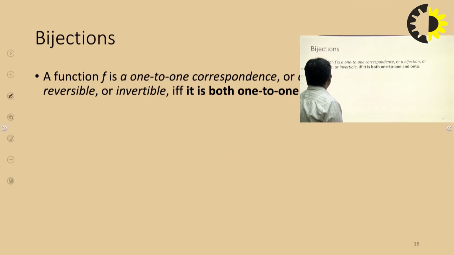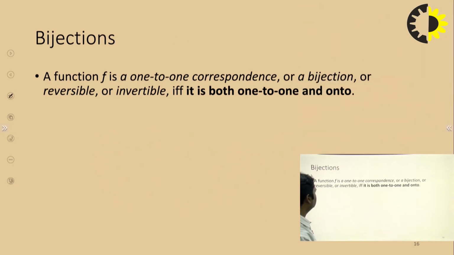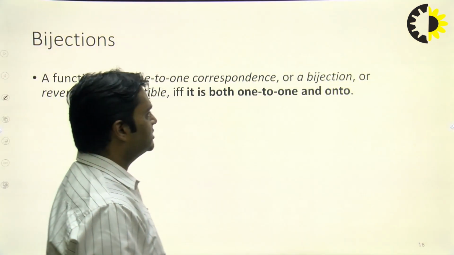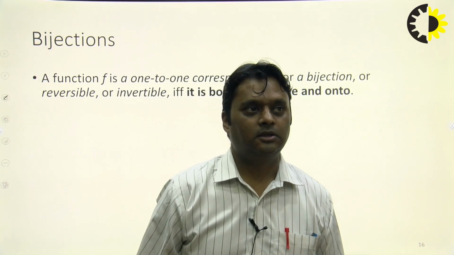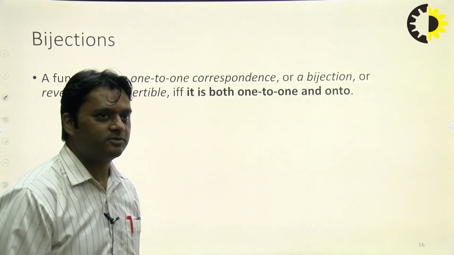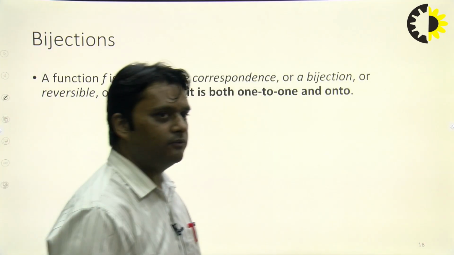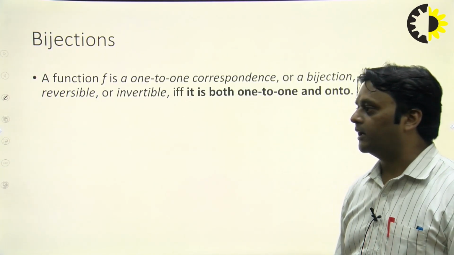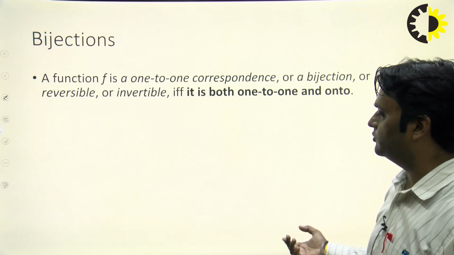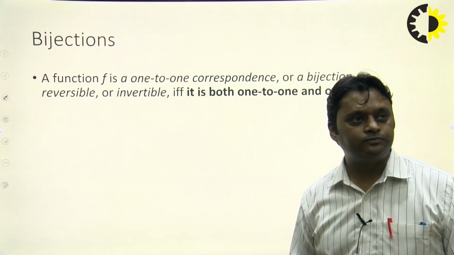And the bijective: a function f is a one to one correspondence or bijective or reversible or invertible if it is both one to one and onto.